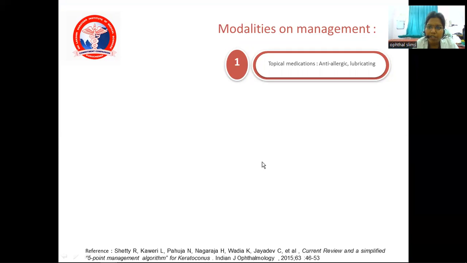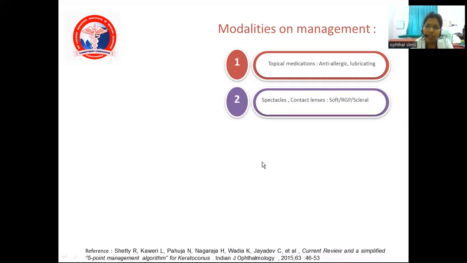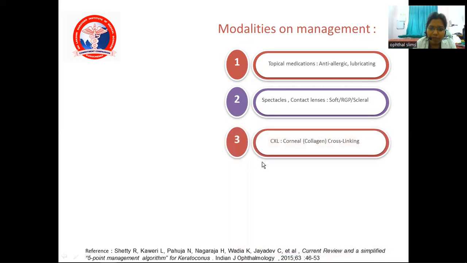So what are the modalities of treatment if a patient of keratoconus presents to you? First, we give topical medications, anti-allergic drops and lubricating eye drops, for the patient to get rid of their symptoms. Then we give refractive correction in the form of spectacles or contact lenses. The contact lenses can be a soft contact lens, a rigid gas permeable contact lens, or a scleral contact lens. Then if all these fail, we can move on to CXL.